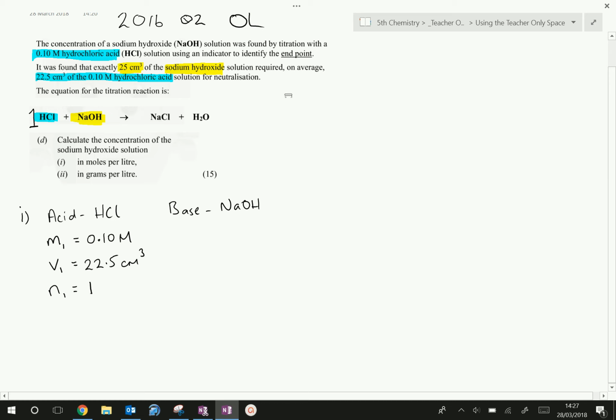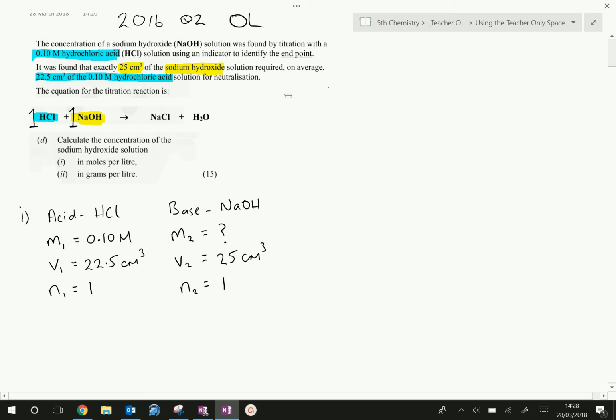Now we try and do the same thing for our base. Do I know the concentration of the base I used? No, I don't. That's what I'm actually being asked to find, the concentration of the sodium hydroxide. Do I know what volume of sodium hydroxide I used? Up in the yellow we can see that there was 25 centimeters cubed used. And then finally, what's the big number in the equation in front of sodium hydroxide? Again, because there's no number written in, that means there's a 1. So I have a 1 down there.